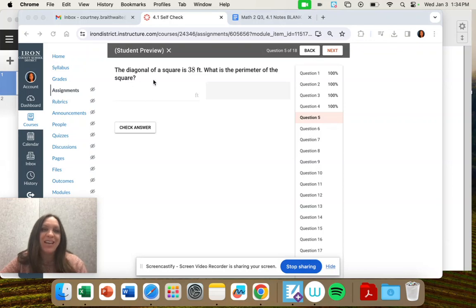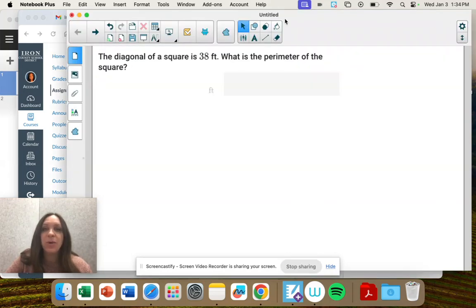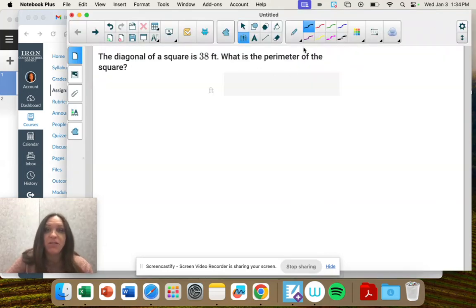Question 5, the diagonal of a square is 38 feet. What's the perimeter of the square? So this is where our 45, 45, 90 came from.